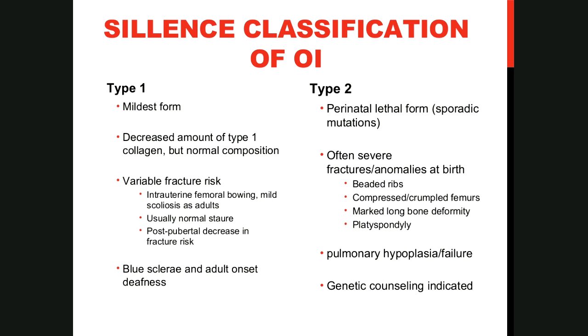Type 2 OI is the most severe form, or the perinatal lethal form. It's very severe, so there are anomalies present at birth: beaded ribs, compressed or crumpled femurs, marked long bone deformity. Prognosis is very poor, and mortality is generally associated with pulmonary hypoplasia or failure.